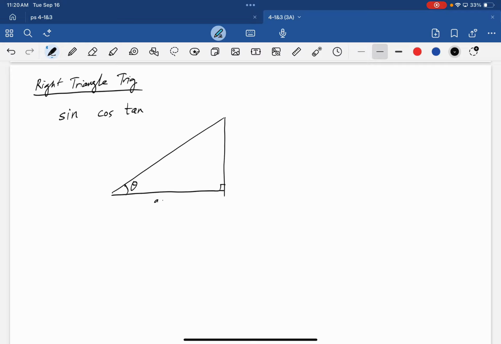If this is our adjacent side, and this is our opposite side, and this is our hypotenuse, then sine theta is equal to the opposite over hypotenuse. Cosine theta is equal to adjacent over hypotenuse, and tangent theta is equal to opposite over adjacent. And this is memorized using our mnemonic SOHCAHTOA, right? SOHCAHTOA. Got it?